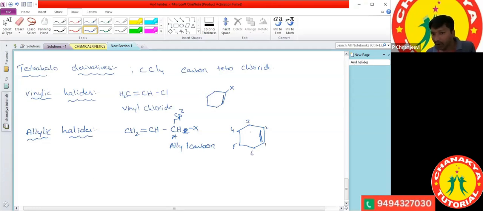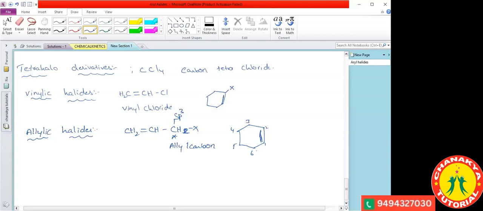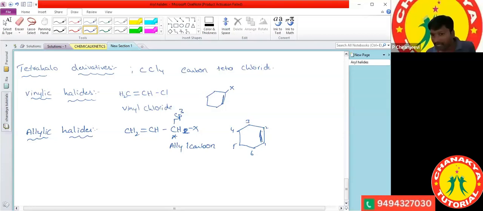Which ones can we call allylic carbons here? 3 and 6, the third carbon and sixth carbon. Adjacent to the double bond carbon, this carbon is sp3 hybridized. This carbon is called an allylic carbon, and this carbon also we can call an allylic carbon. So where the halogens are going to be substituted is at the allylic carbon. Now if I modify this one, actually this we can call cyclohexadiene, 1,4-cyclohexadiene. In 1,4-cyclohexadiene, how many allylic positions are there? That is my question.